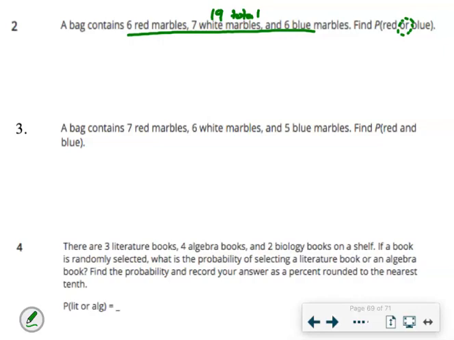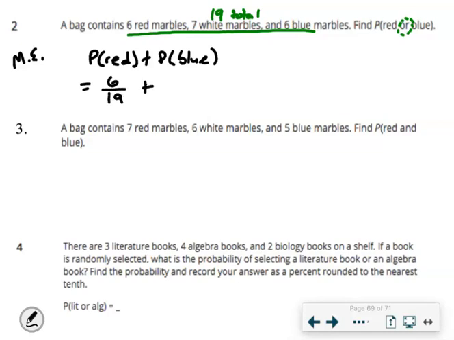Okay, or means add. So this is called a mutually exclusive problem because we can get a red, we can get a blue, but we can't get a red and a blue. So this is just the probability of red plus the probability of blue. Okay? So that's going to equal 6 out of 19 plus there's also 6 blue. Oops, out of 19. My fault. So up top, we get 6 plus 6, which is 12. Remember, don't change the denominator when you add those fractions. 12 out of 19 is perfectly fine since that's reduced.